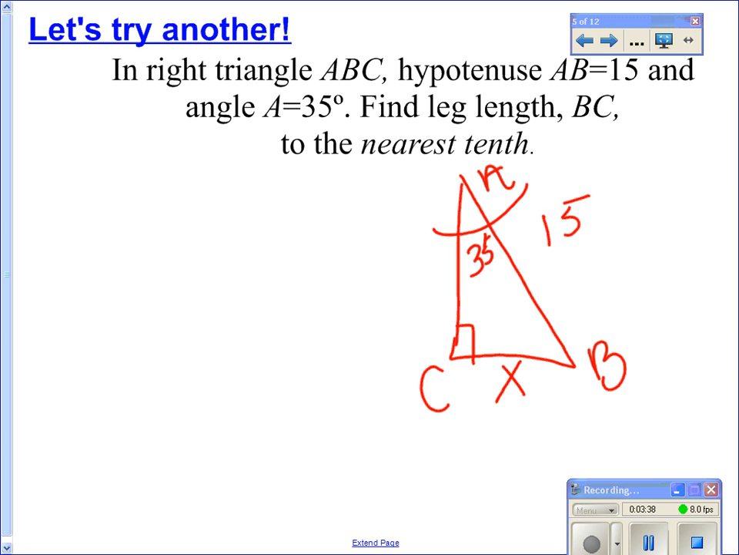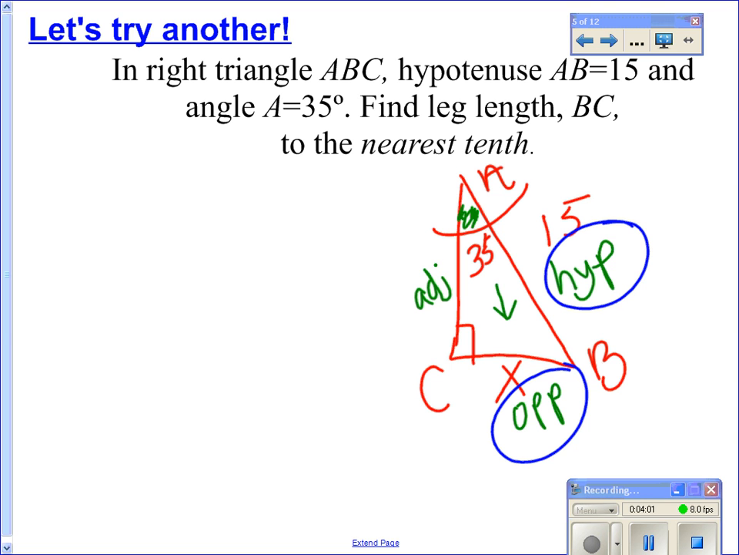So again, the first thing I'm going to do is label my triangle based on angle A. So it's all based on this angle. Well, we know 15 is the hypotenuse because they tell us that. X is going to be the opposite side. And then here's our adjacent. Now, we don't know anything about the adjacent side, so I'm going to almost ignore it. And I'm going to circle opposite and hypotenuse. So I'm therefore going to use sine. So I can set this up saying the sine of 35 degrees is equal to opposite, which is X, over 15.